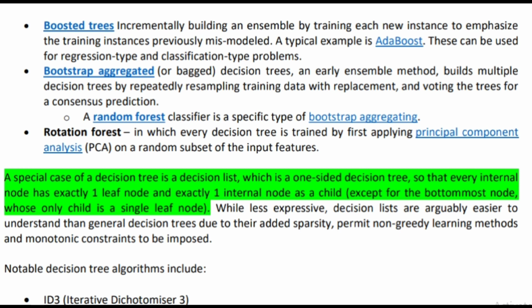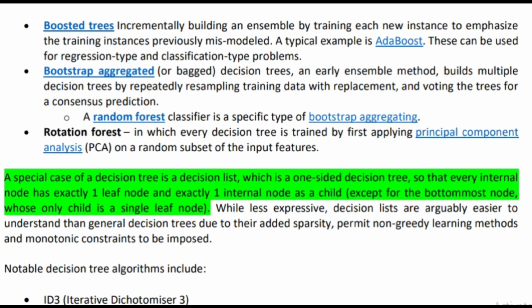Bootstrap aggregated or bagged decision trees, an early ensemble method, build multiple decision trees by repeatedly resampling training data with replacement and voting the trees for a consensus prediction. A random forest classifier is a specific type of bootstrap aggregating.